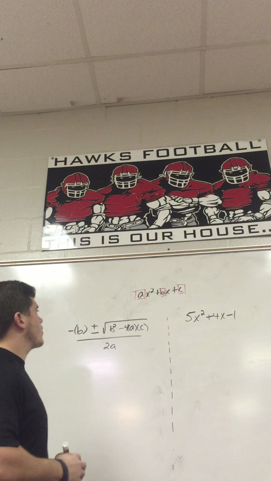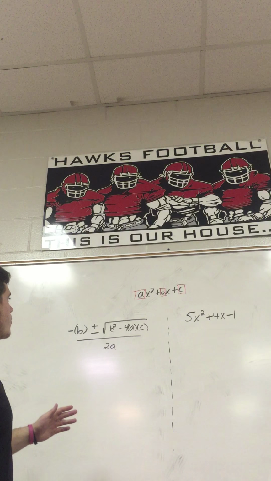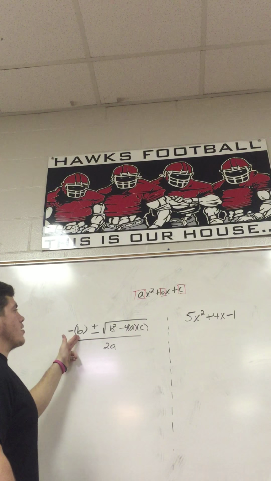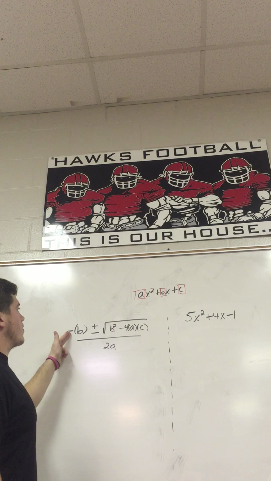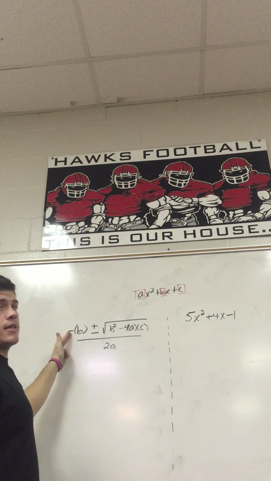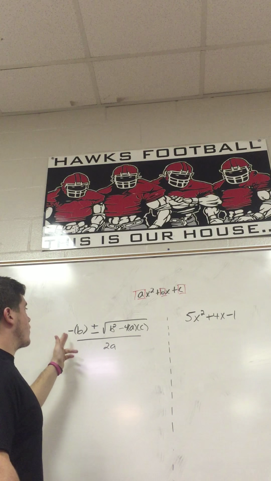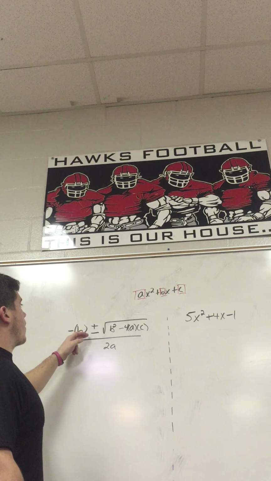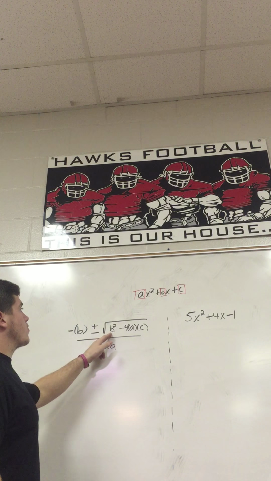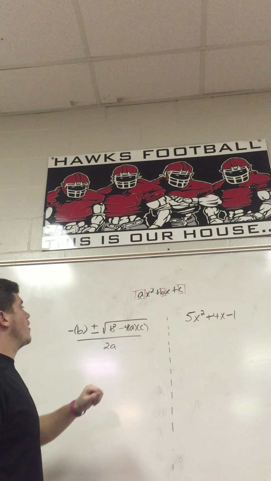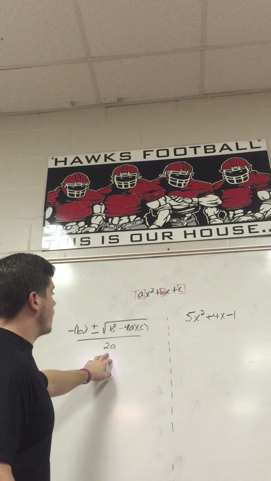So first off, describing the quadratic formula, you have the opposite of b, which, if b is positive, you multiply it times a -1 to get a negative b, which is the opposite of positive b, and vice versa, plus and minus the square root of b squared minus 4 times a times c. All of this is over 2a.